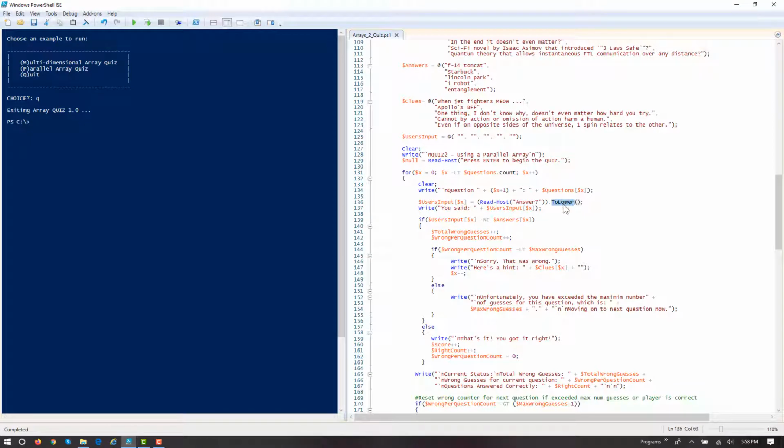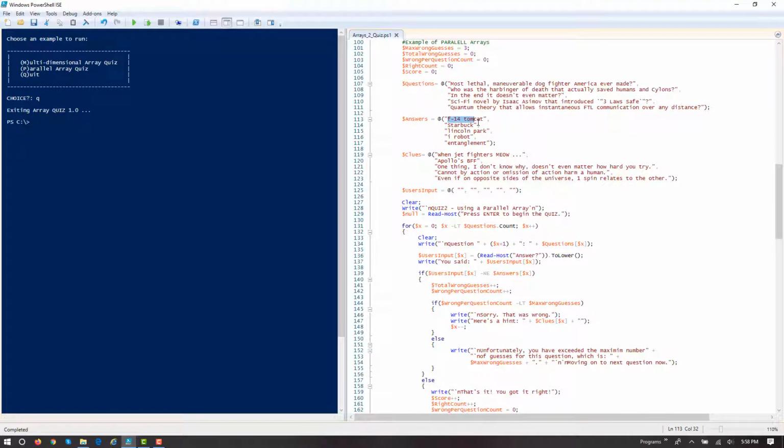And we're using ToLower, because the answers we're comparing to are all lowercase, so we don't care if the player types in uppercase. Make sure that's lowercase, because they could never get that right. I have to make sure all my answers are lowercase because I'm calling ToLower here, so the player doesn't have to worry about case sensitivity when they answer the question. So we store it here in this array, right? User's input, and we compare the user's input to the answers, which is this array here. Okay, and if it's not equal, same thing.